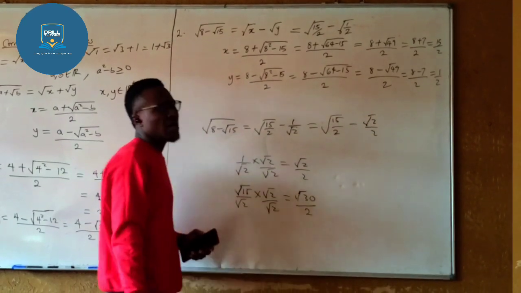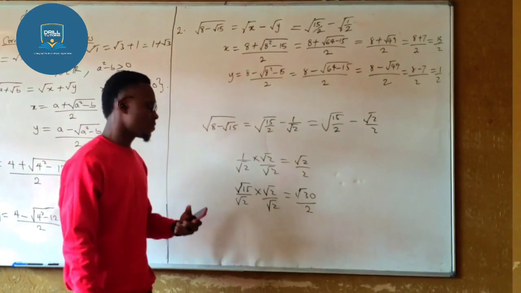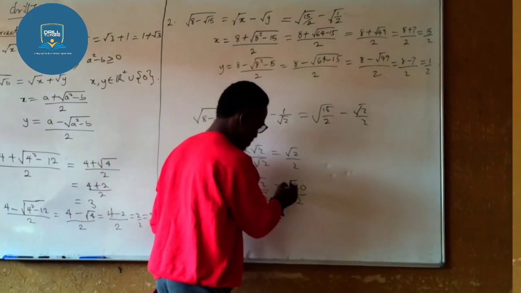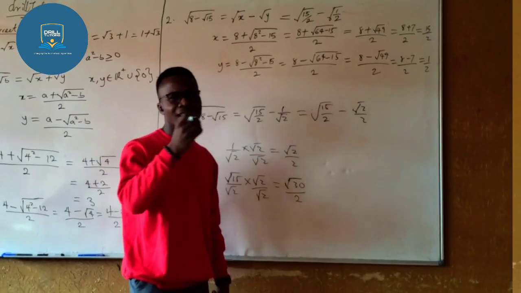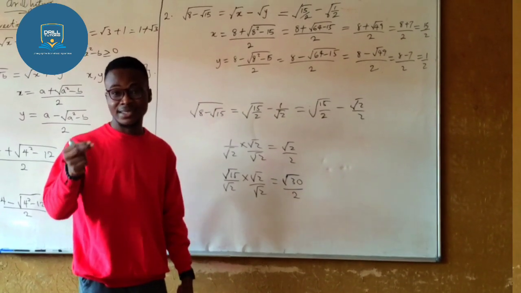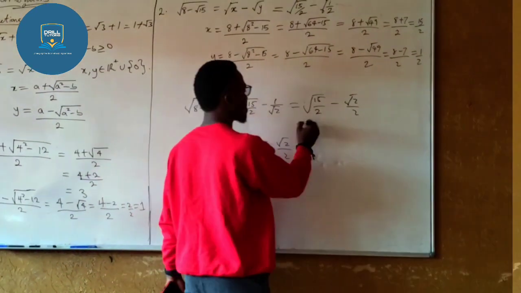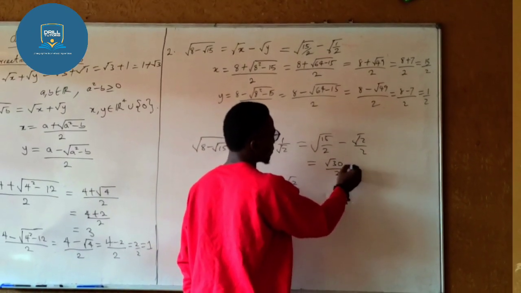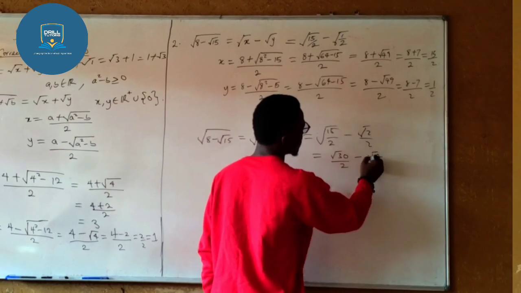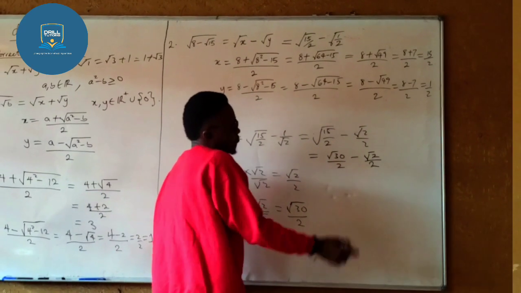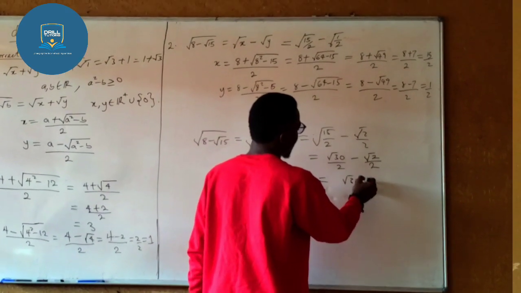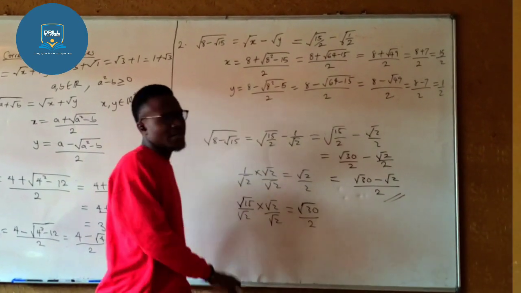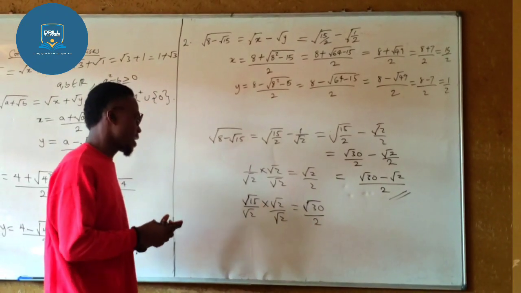And root 30, is it possible for us to simplify that? That's simply saying that we have 2, we have 4, we have 9, none of them. So this is also the same thing as root 30 over 2 minus root 2 over 2, which is simply root 30 minus root 2 all over 2. So you can write the answer like that.